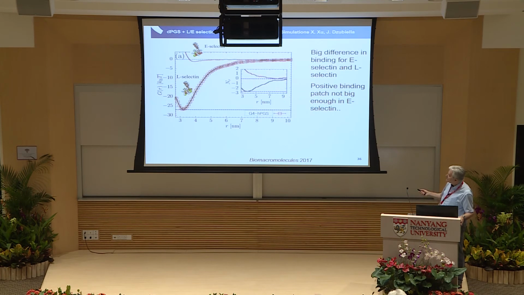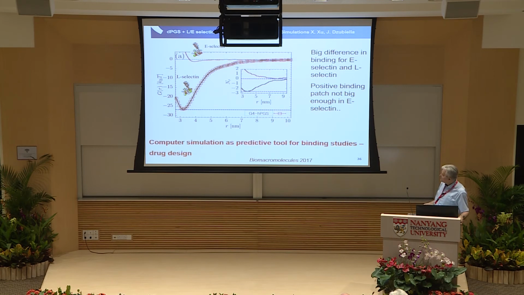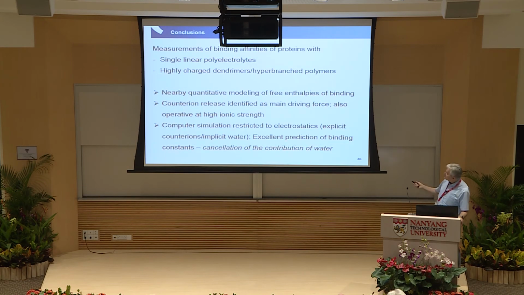And then we knew from earlier work that another selectin, the so-called E-selectin, does not interact with the dendrimer. And indeed, this is exactly what the simulation shows very nicely. So this means, at least for this highly charged system, I should be clear on this, it looks like the computer is a good tool for prediction of these interactions. So this is the punchline.